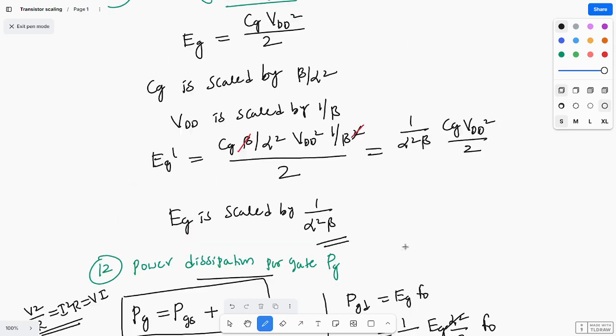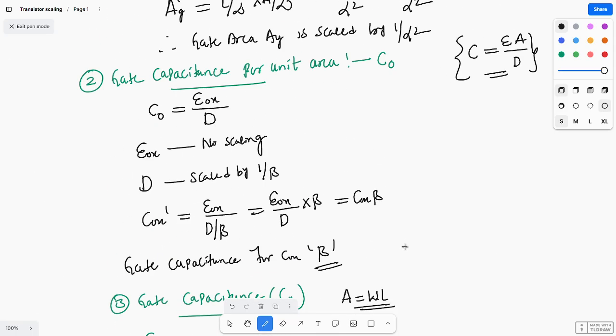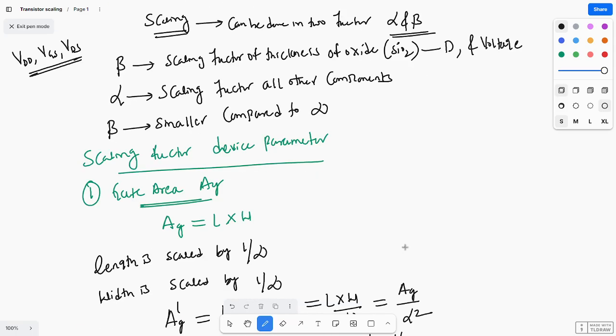First, we have seen what scaling is. We already seen Moore's law. Moore's law is nothing but a statement that till now is still valid: every year, the transistor count will double. So you need to scale the different parameters, that is nothing but scaling. Scalings are two types, beta and alpha. Scaling with respect to oxide and voltage is nothing but beta, and scaling with other components is nothing but alpha. Beta is smaller than alpha.